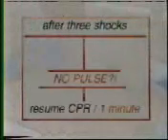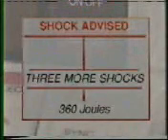After the 3rd shock, do not push the Analyze button again, but instead check the patient's pulse. If there is no pulse, resume CPR for 1 minute. After 1 minute of CPR, stand clear of the patient and push the Analyze button. If the ZOLL 2000 displays shock advised, deliver 3 more shocks at 360 joules.